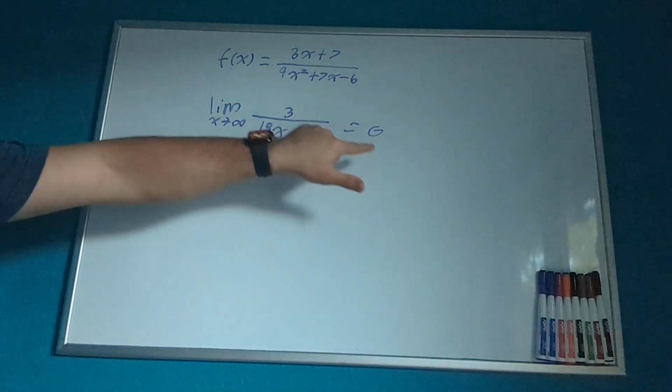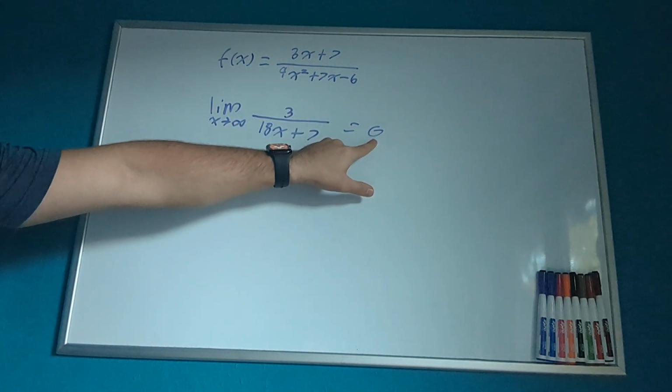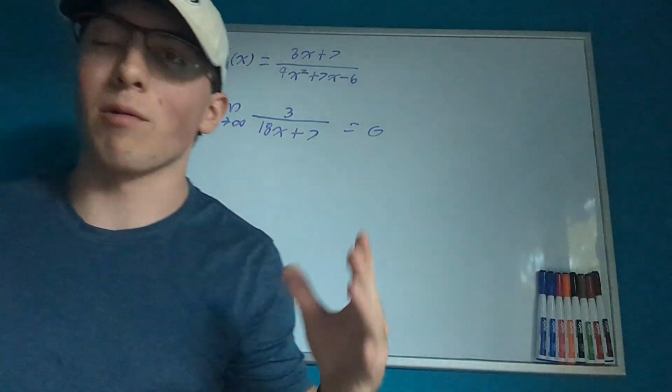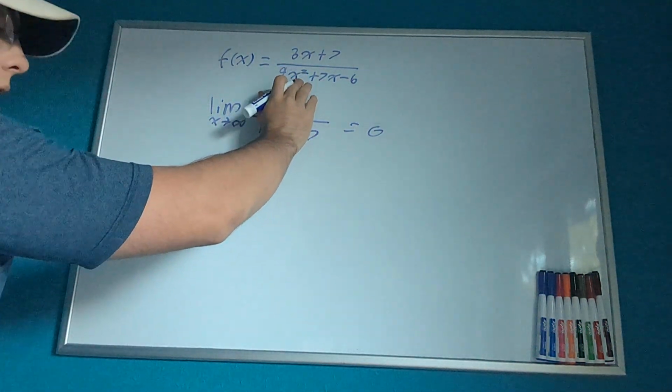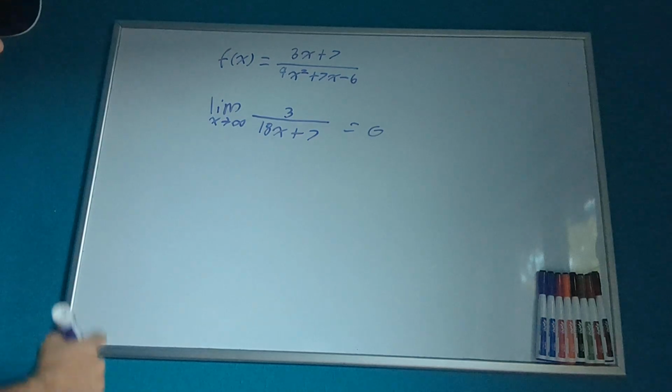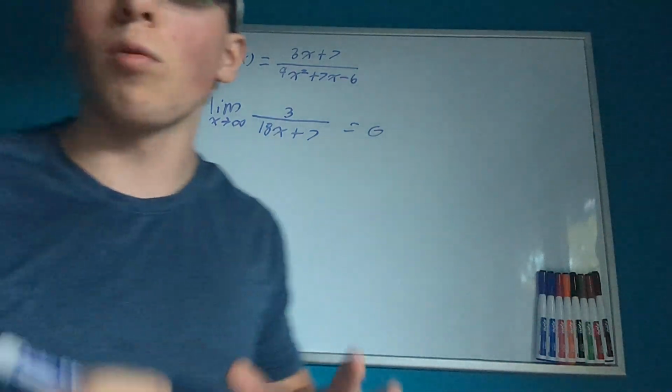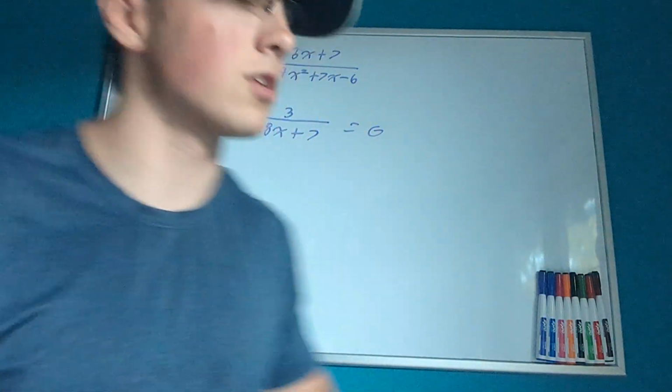And as you can see, the horizontal asymptote being at 0 holds true for our horizontal asymptote rules, where if the power on the denominator is larger than the power on the numerator, then the horizontal asymptote will be at y equals 0, right? So this does hold true.